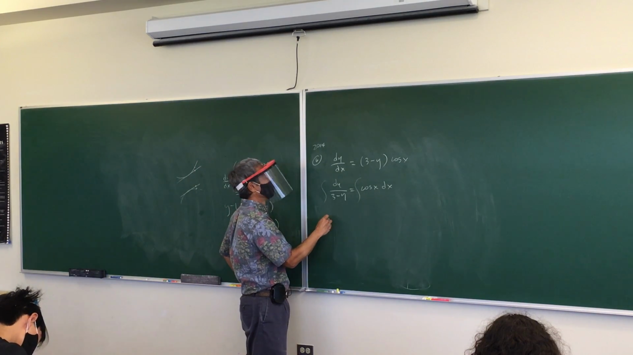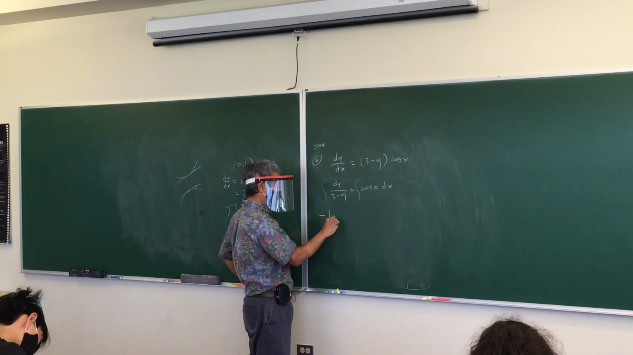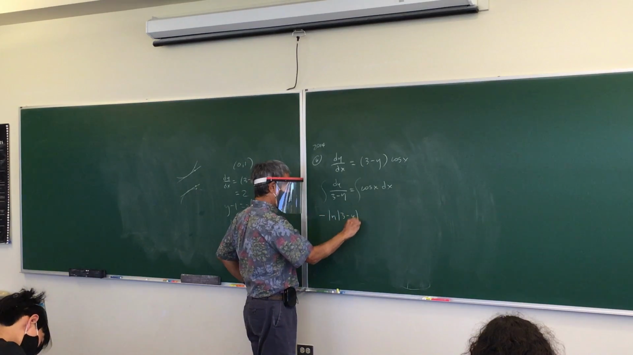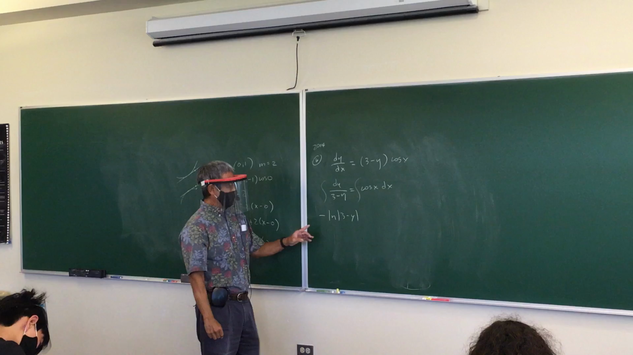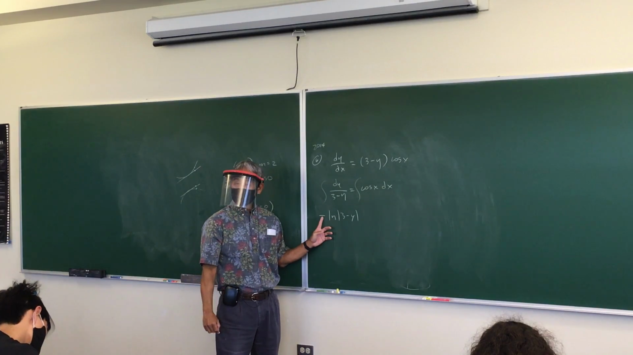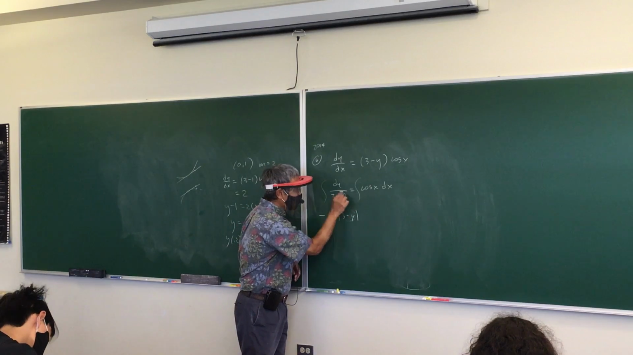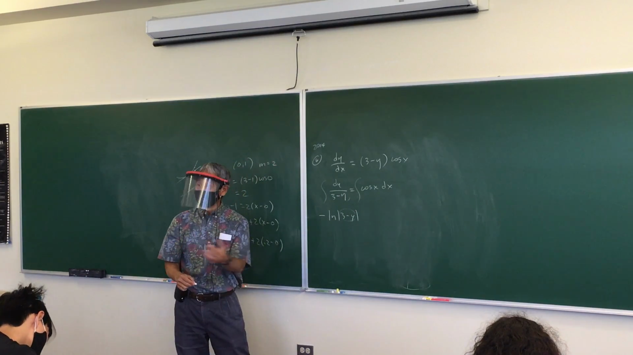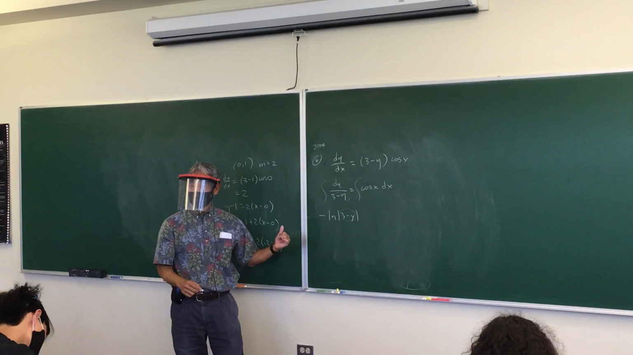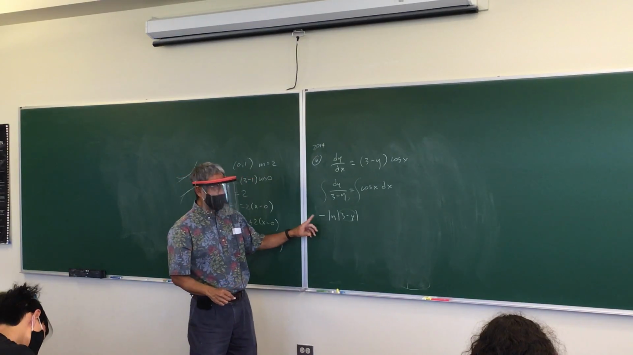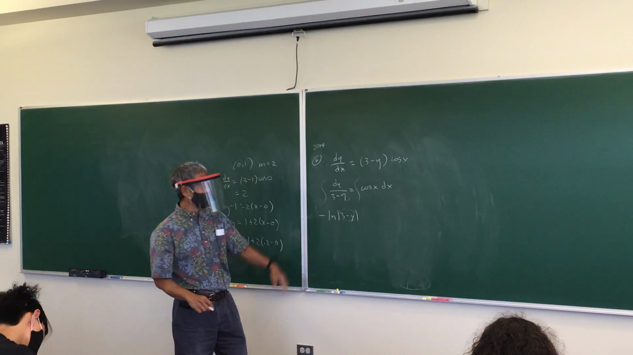Negative ln of the absolute value of 3 minus y. Now, first of all, why is there a negative there? Because the derivative of the box is negative 1, so you have to adjust for it. If you don't put that negative sign, you're going to lose the 1 point for that.